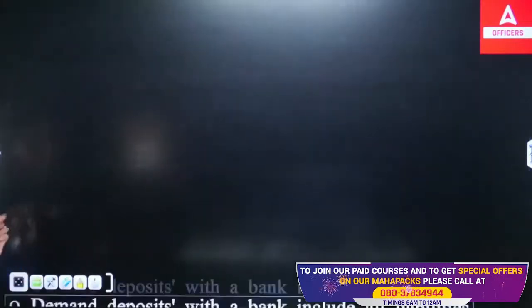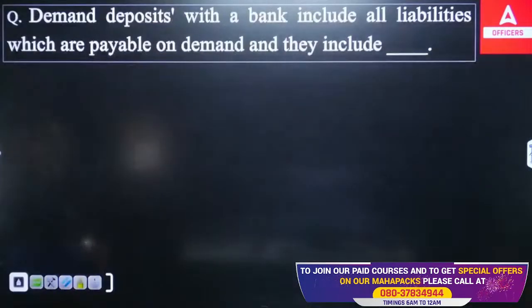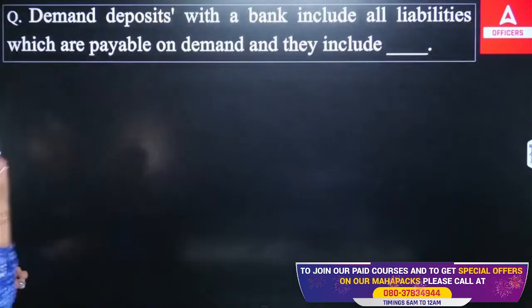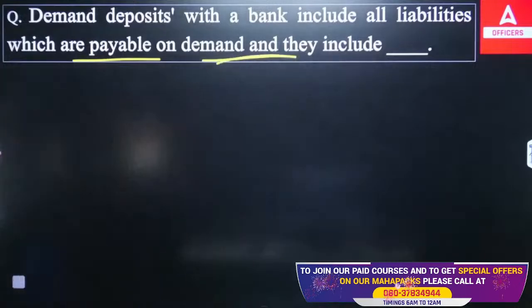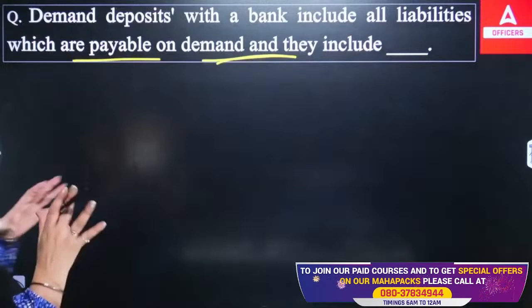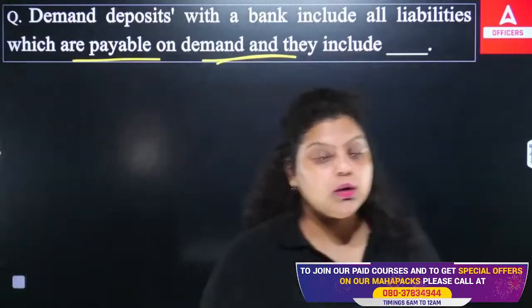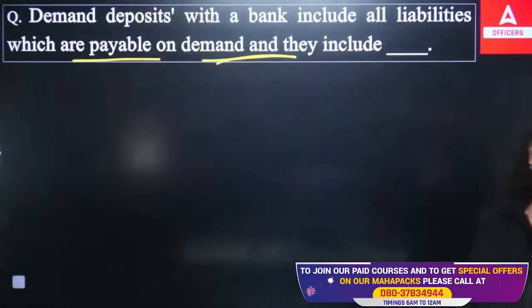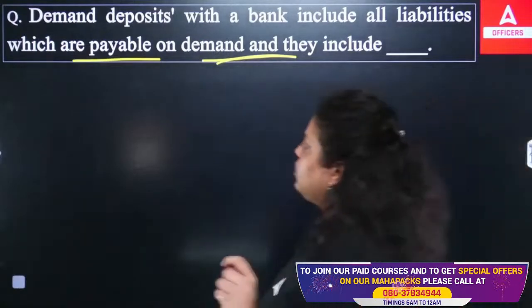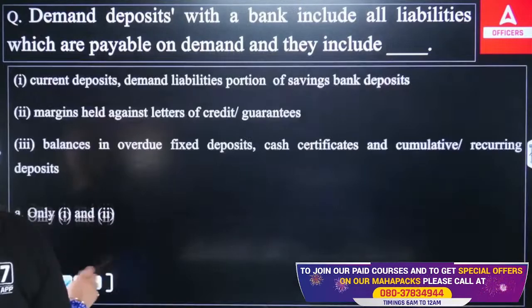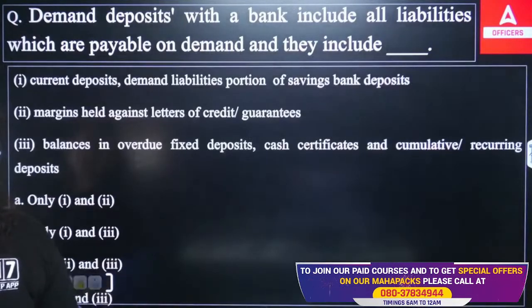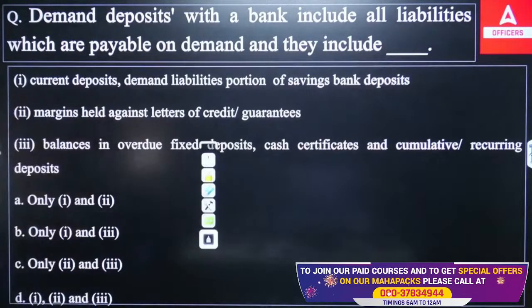Next question. Demand deposit with a bank include all liabilities which are payable on demand, and they include dash. The demand deposit with a bank includes all the liabilities which are payable on demand. So they will include what? Options are these. Out of that, let me know which will be included here.